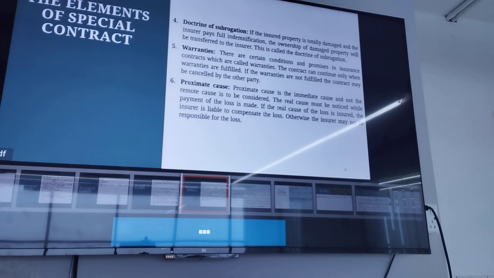Proximate cause. Proximate cause means the immediate cause and not the remote cause is to be considered. If the real cause of the loss is insured, the insurer is liable to compensate the loss, otherwise the insurer may not be responsible for the loss.